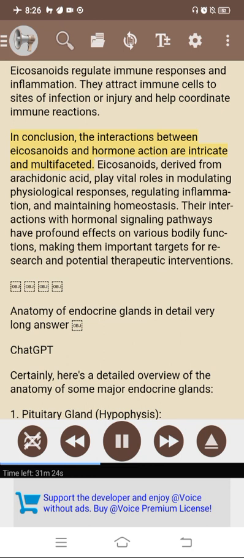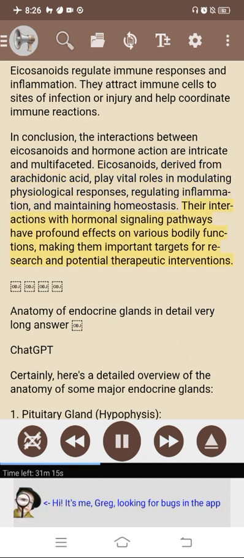In conclusion, the interactions between eicosanoids and hormone action are intricate and multifaceted. Eicosanoids, derived from arachidonic acid, play vital roles in modulating physiological responses, regulating inflammation, and maintaining homeostasis. Their interactions with hormonal signaling pathways have profound effects on various bodily functions, making them important targets for research and potential therapeutic interventions.